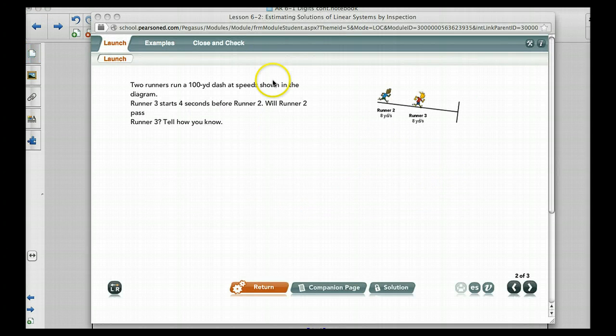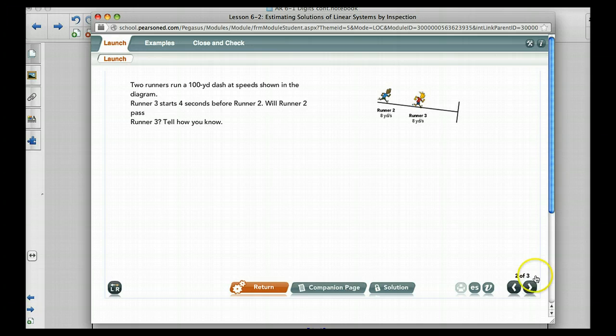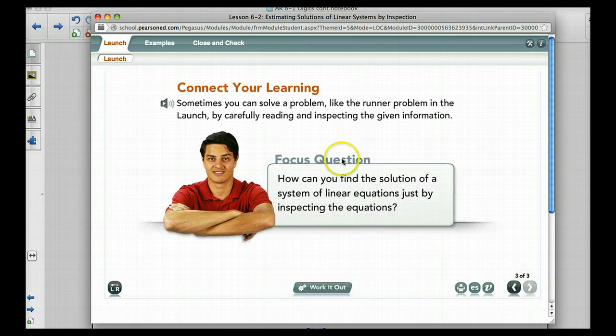So now we're back on the little digits window, and we've done the launch. Let's go to slide number 3 of the launch. Click through to slide number 3. And it gives us our focus question: how can you find the solution of a system of equations just by inspecting the equations? Well, we're going to go through how we need to do that. So let's go to examples.